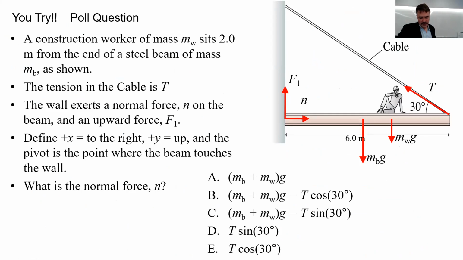A construction worker of mass MW sits 2 meters from the end of a steel beam of mass MB, as shown. I'm going to do 2 questions on this guy. The tension in the cable is T for tension. The wall exerts a normal force on the beam and an upward force. That's where the hinge would be, I guess. So X is to the right, Y is up. The pivot or the axis of rotation is the point where the beam touches the wall. What is the normal force lowercase n of the wall? So the pivot, we'll call that axis of rotation.